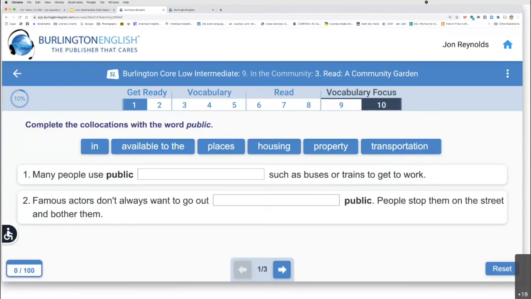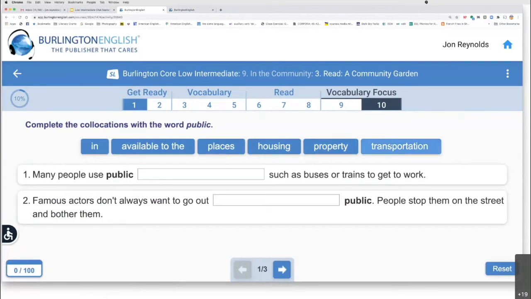Now, for example, let's say these words together. Everyone just say them there at your computer or phone. In, available to the, places, housing, property, transportation.